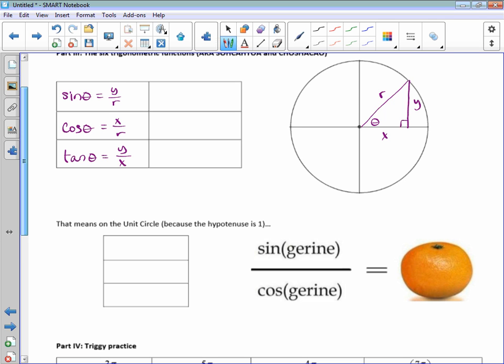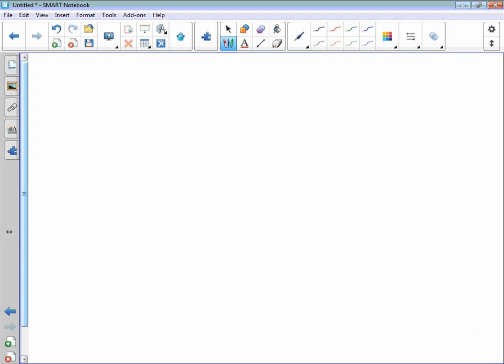Okay, then the ones you guys are less familiar with, cosecant of theta. R over Y. Secant of theta. And cotangent of theta. Oops, sorry guys.